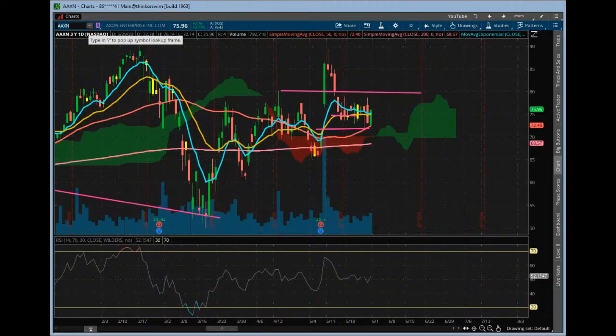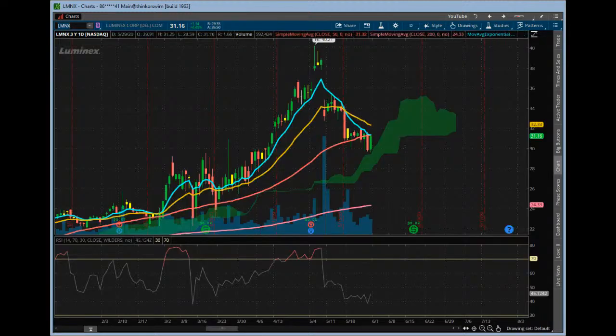AAXN, decent reversal candle there, but still range bound, so just be careful with that. And LMNX, Elemento, right? We're talking about the alphabet. Still below the 50-day moving average, but nice bounce off the cloud.